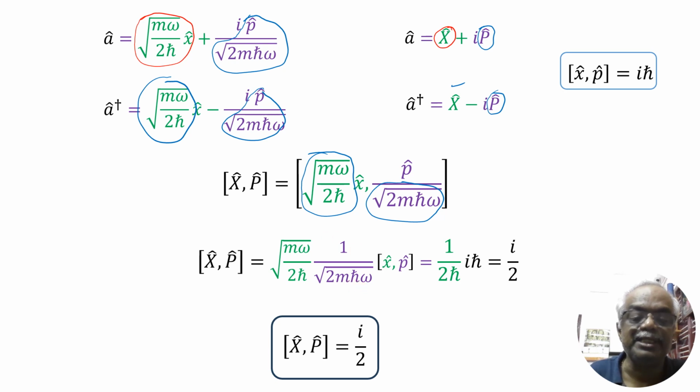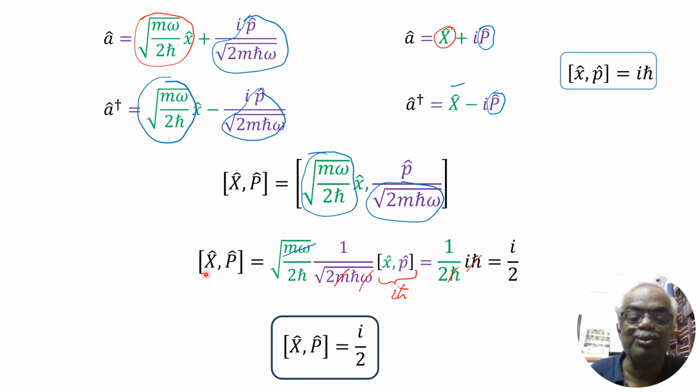Now here you can see the square root of m omega will cancel with the square root of this m omega. Then in the denominator you have square root of 2h cross times square root of 2h cross, which will become 1 over 2h cross. Now here you have x and p. So the commutator of x with p is equal to i h cross. That's what I have written here. Here, this h cross will cancel out. Then you are left with i in the numerator and 2 in the denominator.